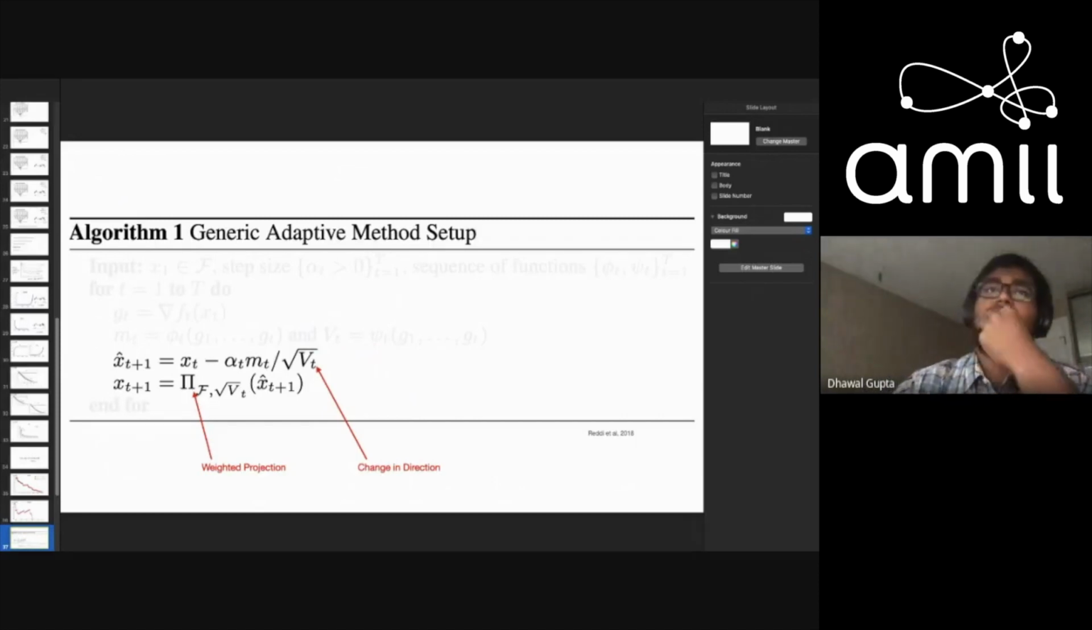Looking at the algorithm for general adaptive methods, there are two parts which can actually change how the algorithm behaves. One is the second order moment, which RMS prop and Adam use, which changes the direction of the gradient. And the second is the weighted projection operator that they use to keep the iterate inside the domain of iterates.